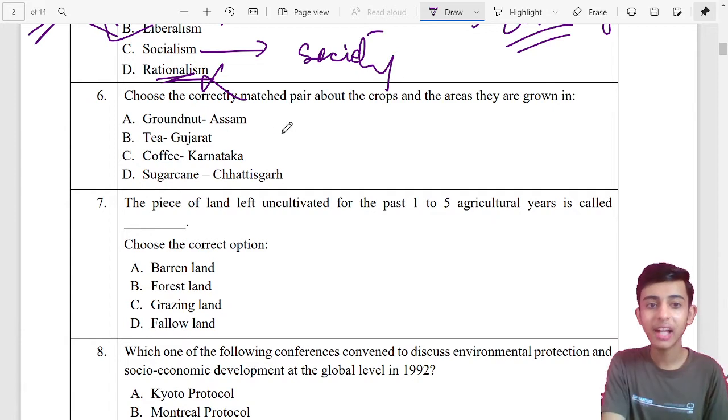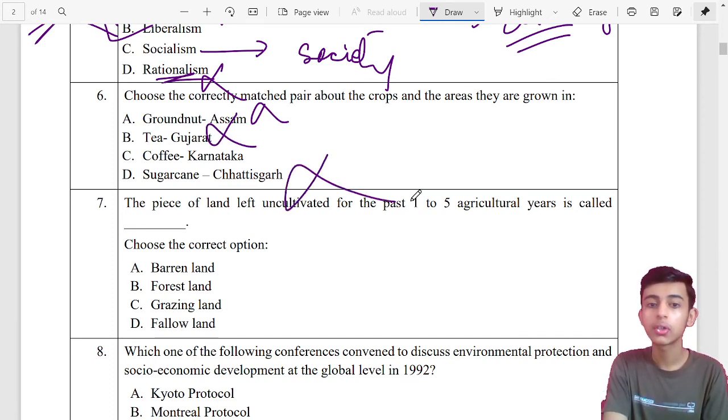Choose the correctly matched pair about the crops and the areas they are grown in. Groundnut Assam, tea Gujarat, coffee Karnataka, sugarcane. Groundnut is not grown in Assam, we know. Tea is not grown in Gujarat, we know. Sugarcane is not grown in Chhattisgarh. Coffee is grown in Karnataka, so C becomes your correct answer.